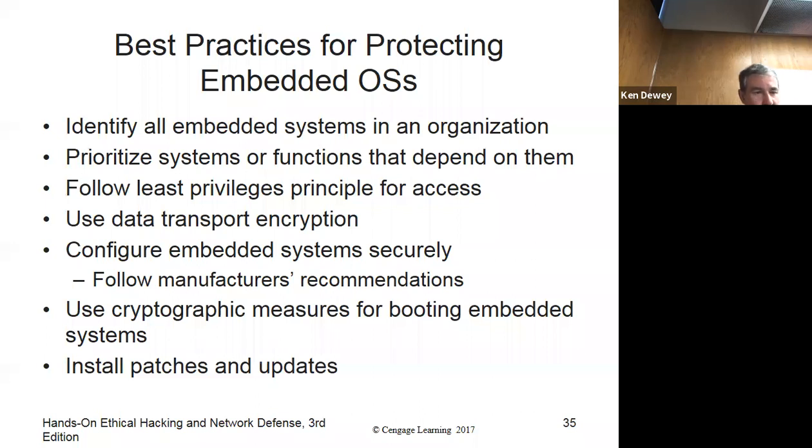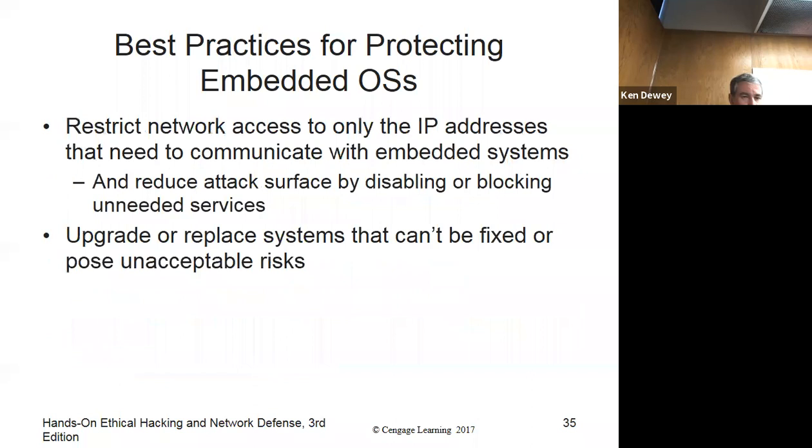Okay. Use encryption, follow manufacturer's recommendations, but our manufacturer's recommendation is always good. Not always. They don't know either. Use cryptographic methods for booting, install patches and updates, and restrict network access. Like, should I have been able to get into that printer? I really don't need it. They probably should have turned off the web interface, though I realize the web interface makes it easier, or at least put a password on the darn thing.